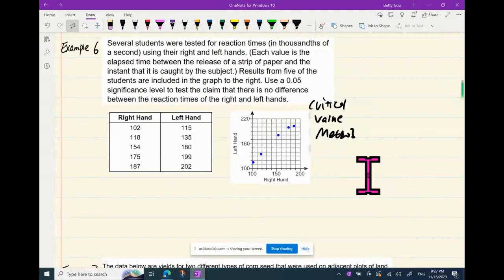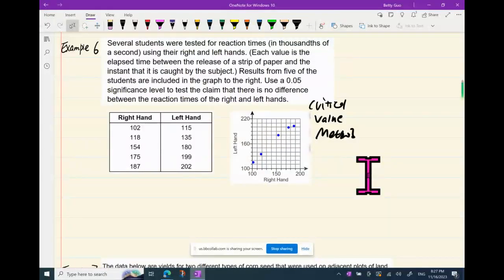Several students were tested for reaction times in thousandths of a second using their right and left hands. Oh, that's a very good paired relationship, right? Same subject, right arm, right hand and left hand. Each value is the elapsed time between the release of a strip of paper and the instant that it is caught by the subject.